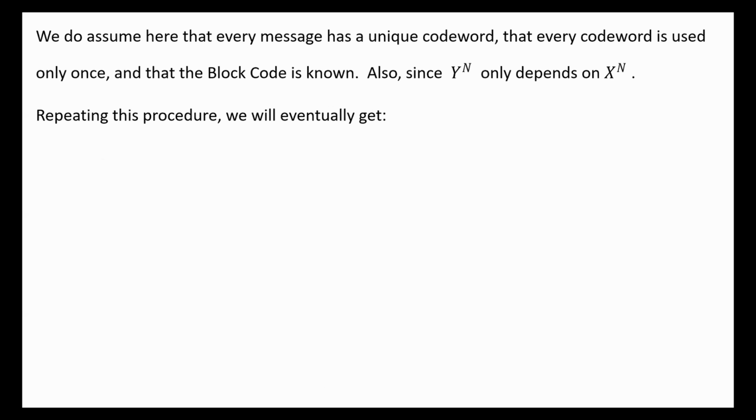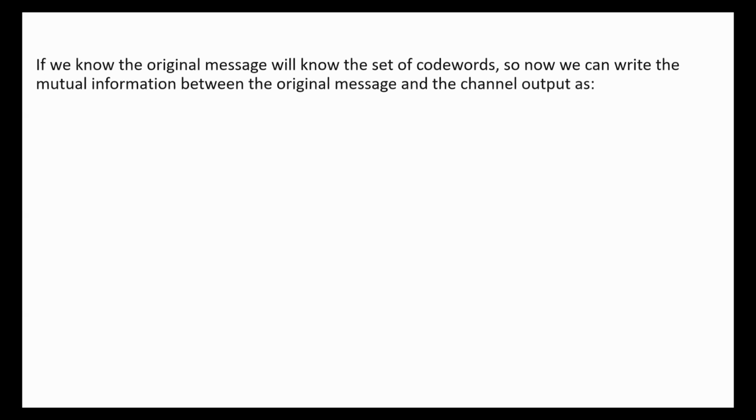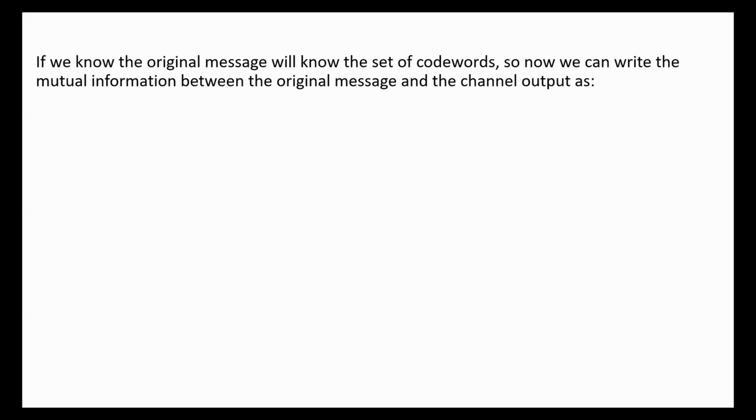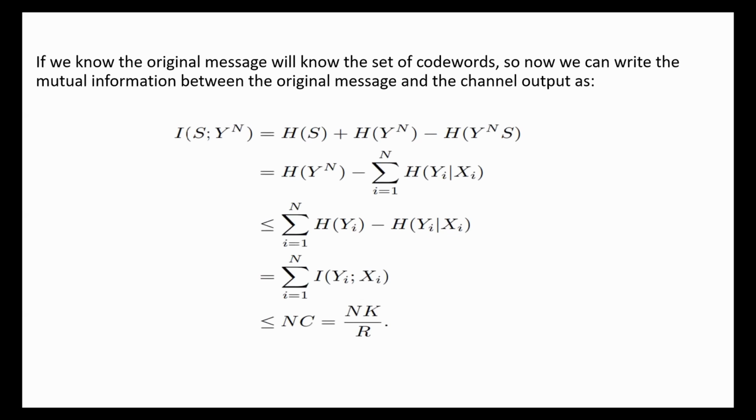We do assume here that every message has a unique code word and that every code word is used only once, and the block code is known. Also, since Yn only depends on Xn, repeating this procedure further, we will eventually get joint typicality of Xn, Yn and S is equal to typicality of S plus summation of i equals 1 to n typicality of Yi given Xi. If we know the original message, we know the set of code words, so now we can write the mutual information between the original message and the channel output as I of S, Yn is equal to typicality of S plus typicality of Yn minus typicality of Yn, S, which is equal to typicality of Yn minus summation of i equals 1 to n typicality of Yi given Xi.